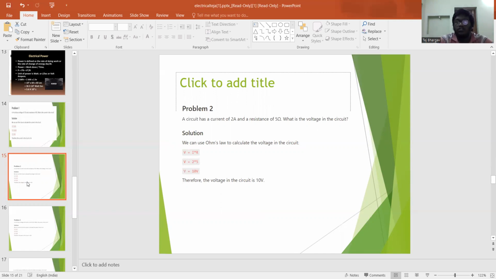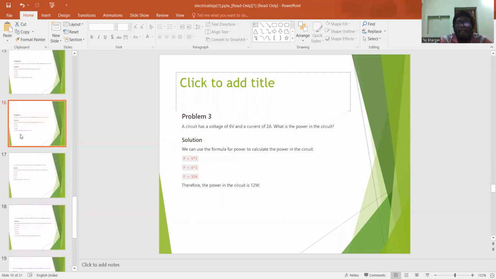What is the voltage in the circuit? Same, we use Ohm's law. V is equal to IR. We are asked to find the voltage, so V is equal to IR. I is given as 2 ampere and R is given as 5, so 2 into 5 is nothing but 10. V is equal to 10 volts. We know that voltage has units volts, so the circuit has a voltage of 10 volts.